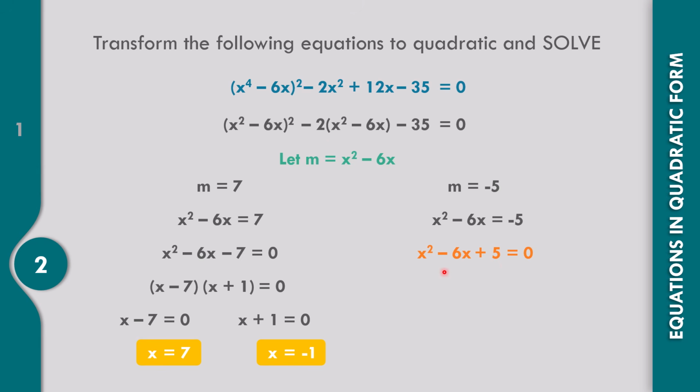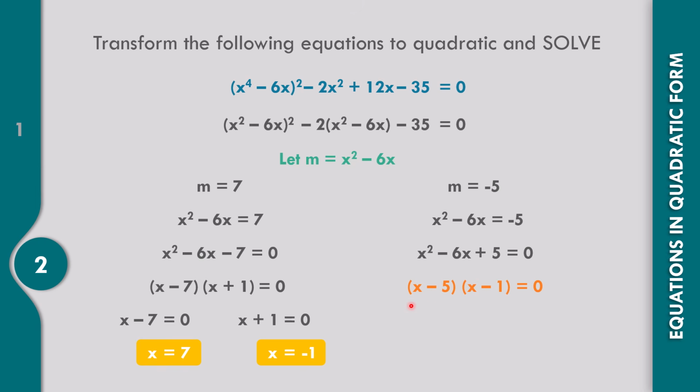So let us try adding a negative. Negative 5 times negative 1 is positive 5, correct? And then negative 5 plus negative 1 is negative 6. So the factors are x minus 5 times x minus 1 equals 0.